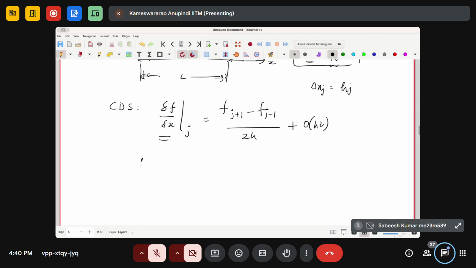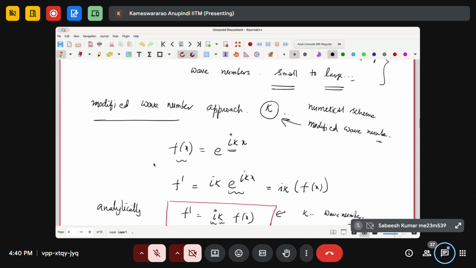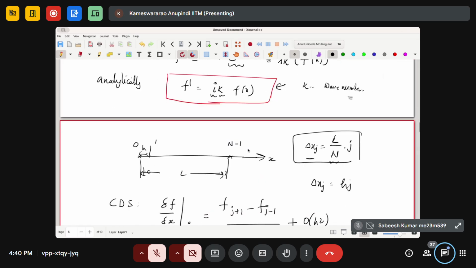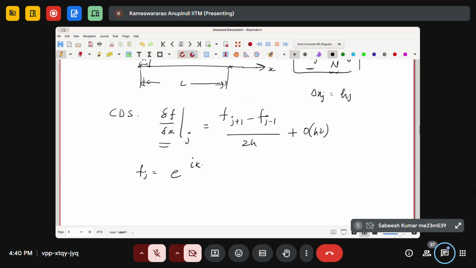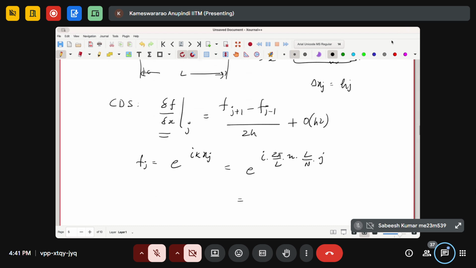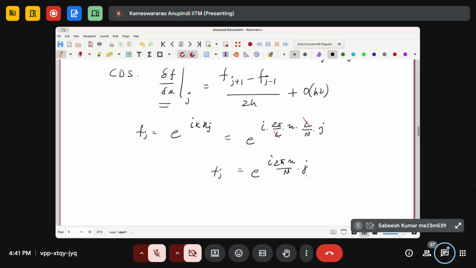But then what is my f of j? f of j is nothing but e to the power i k x_j. Here k is 2 pi by L times n. My x_j, which I have just defined, is L divided by n times j, in which case I can cancel this L, and what I end up with is f of j equals e to the power i 2 pi n divided by capital N times j. Here j denotes the grid point, and i denotes the complex number square root of minus 1.